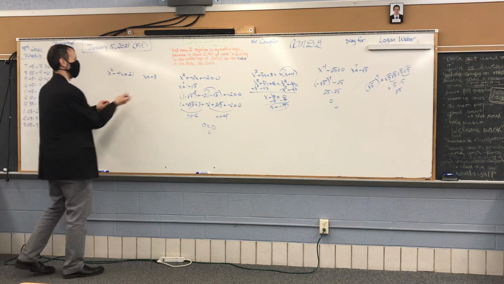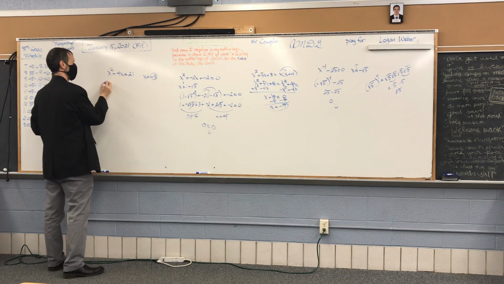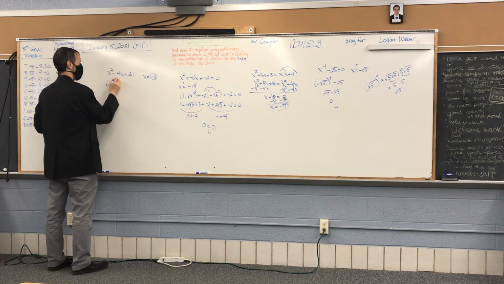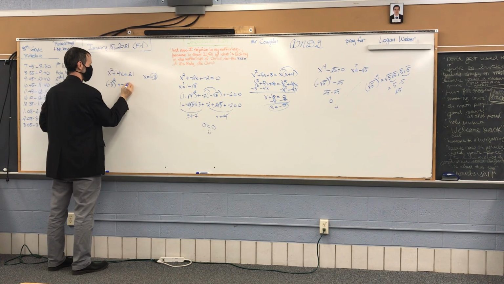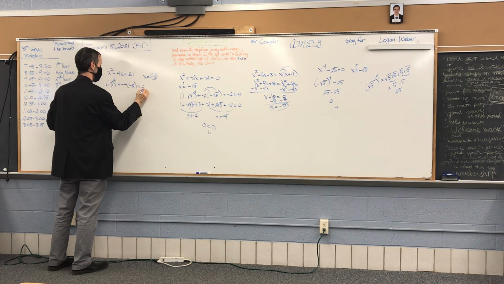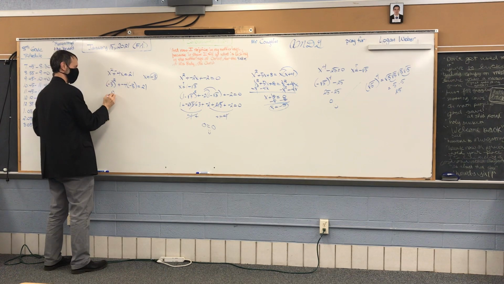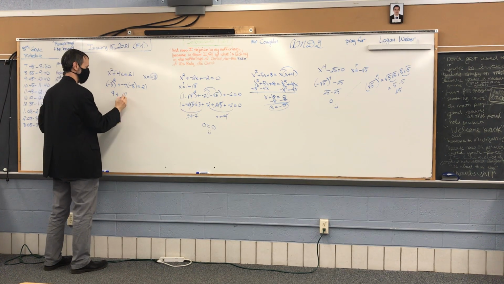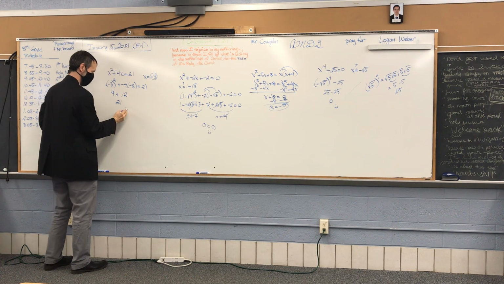5B, plug -3 in using parentheses. Plus -4 times -3 equals 21. Let's see what happens. -3 squared is positive 9. This is positive 12, which will give you positive 21, which yes, is the solution.